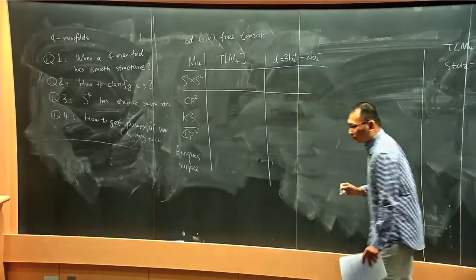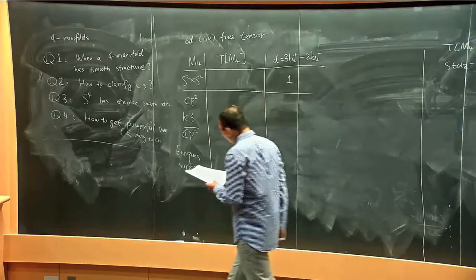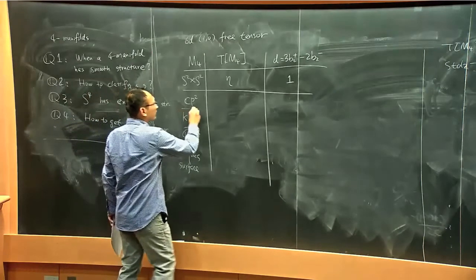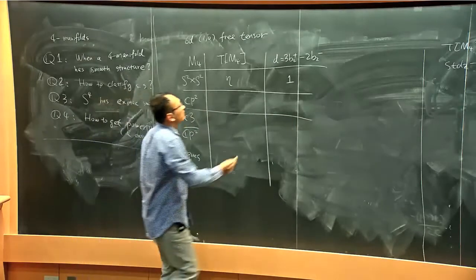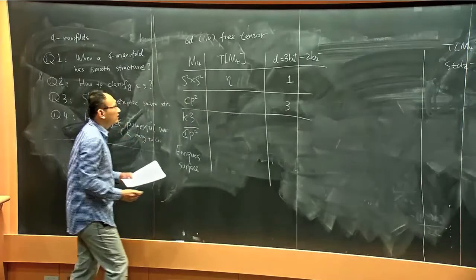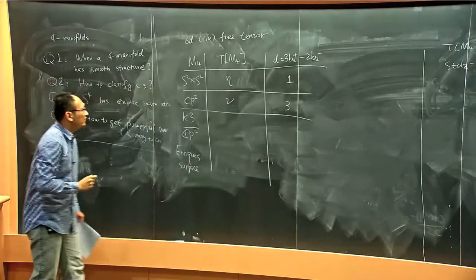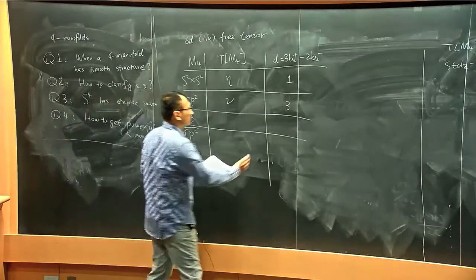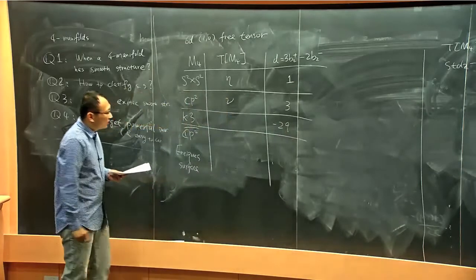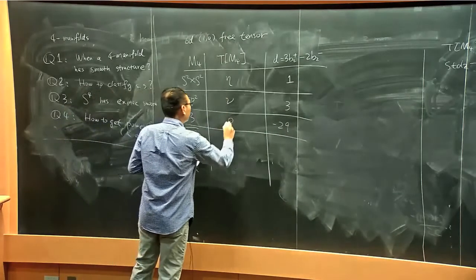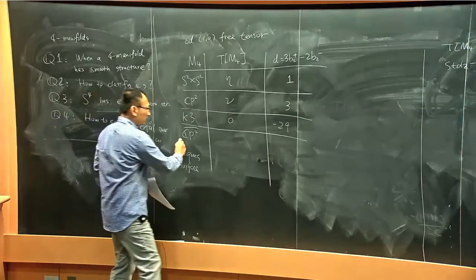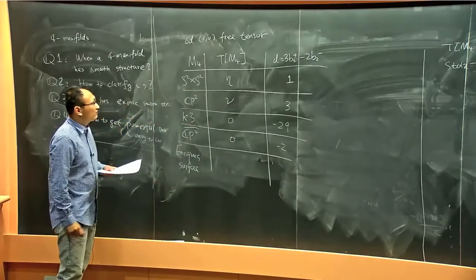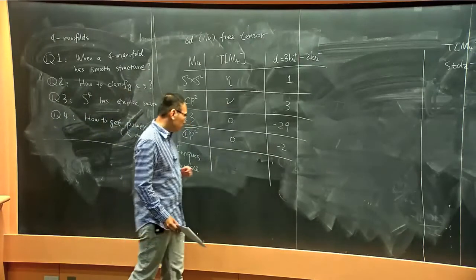For S2 times S2, D would equal 1. And the TMF class is precisely eta, the Hopf invariant. For CP2, D will equal 3. And in this case, the TMF class will be nu, the other Hopf invariant. For K3, it will actually become less interesting. This will be in degree minus 29, and the class is actually 0. Similarly for CP2 bar, you'll be in degree minus 2, and it's also going to be 0. In fact, there are no degree minus 2 topological modular forms.